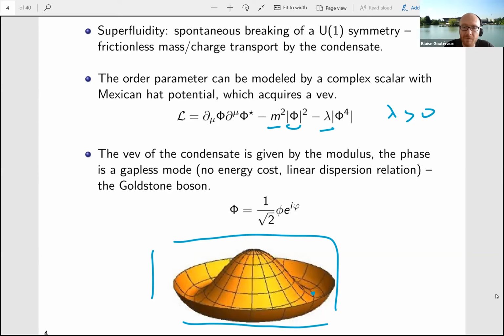And then you can look at fluctuations around this point. From this drawing, it's pretty clear that you can go around the bottom of the potential without any cost. This is precisely what corresponds to the Goldstone mode of the system. There's a gapless mode in the system, which is this mode that goes around the valley. And when you pick a value of the phase, this is when you spontaneously break this U(1) symmetry, the fact that you can go around.